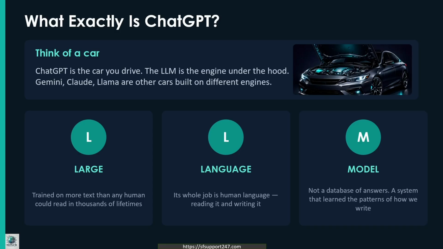So when we look at the text, generally in the database or in the files, that data is structured, but these models, what they do is they learn the patterns. That's what the LLM is. So just to summarize, what exactly is ChatGPT? ChatGPT is an application based on an LLM. In the scenario of the car, ChatGPT is the car and the LLM is the engine.